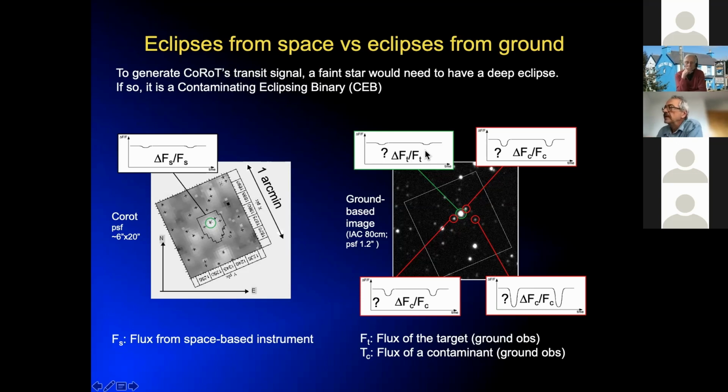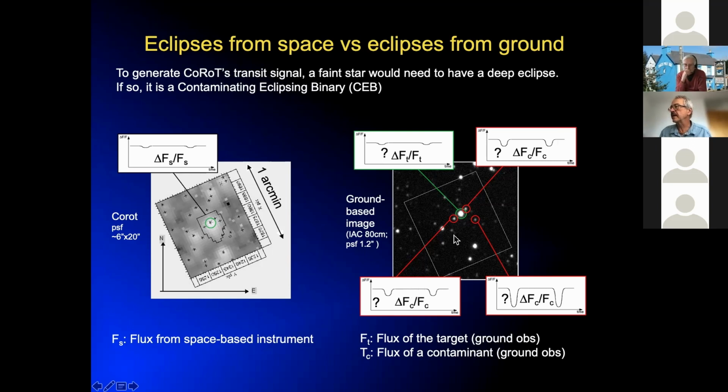They will be shallow. But if the transit we observed here comes from one of these fainter stars around, in order to generate that transit from a faint source, the eclipse on the faint source has to be deeper, much deeper.